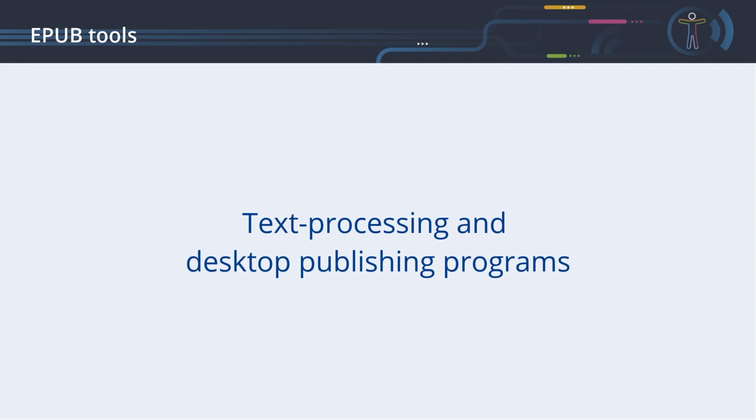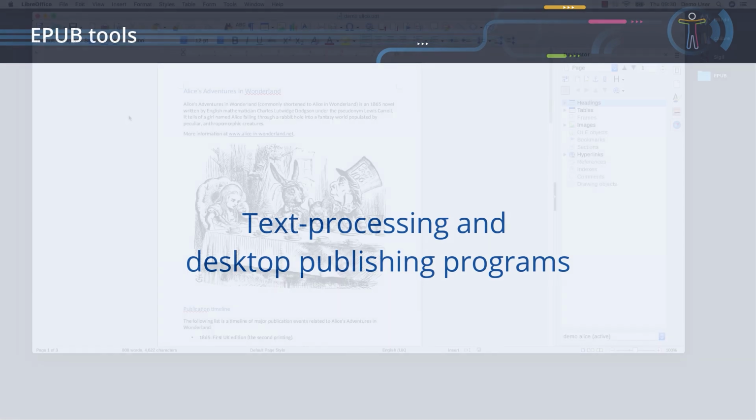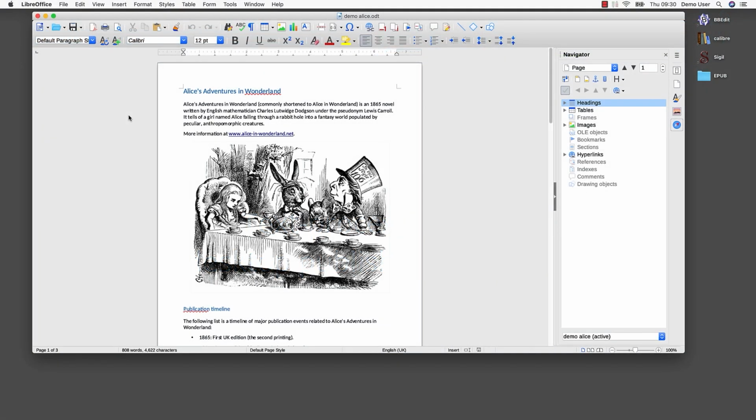Text processing and desktop publishing programs. Some text processors and desktop publishing programs offer the option to export their content to the EPUB format. As an example, here we have a document created in LibreOffice. We have created our proper heading styles via the built-in styles and added alternative text to all images.